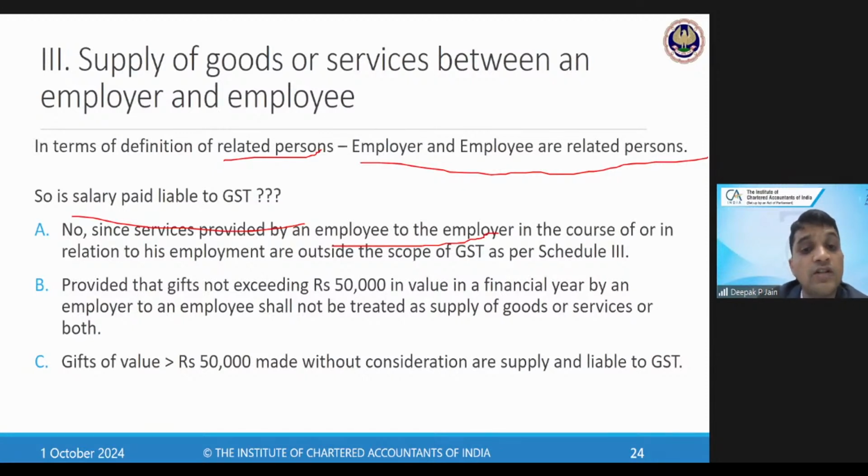If there is a bonus to the employee, then GST will apply. Bonus is given in the aspect of the employment contract itself. So bonus also will partake the character of a salary. So even on bonus, GST will not apply. Bonus will be treated alike to salary.